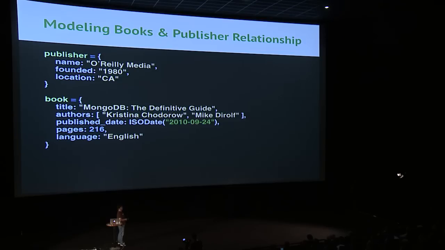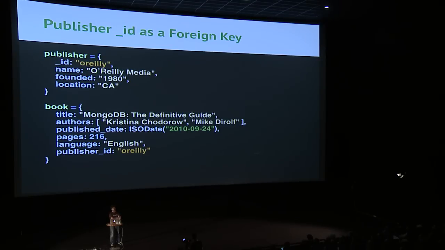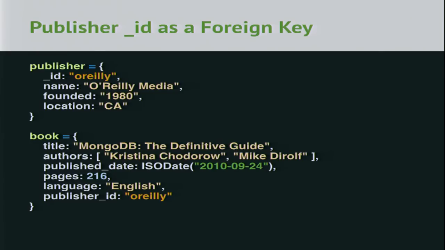So in this case, we see we don't have a relation. I didn't put any attribute in the publisher to point to the book, or in the book to point to the publisher. One way would be to take the publisher ID. I have added one field that is underscore ID, and I put that also as a publisher underscore ID in my books itself. So now we have a reference between the two documents. But you can do the opposite.